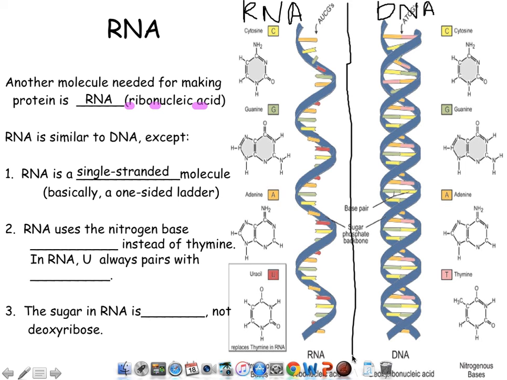So, if we compare our DNA to our RNA, we'll notice that our DNA is a double helix. In other words, we've got not just one strand, but two strands wrapped around each other when we make DNA. However, RNA is basically just a one-sided ladder. It's one strand that kind of wraps around itself. It looks like half of our DNA double helix.